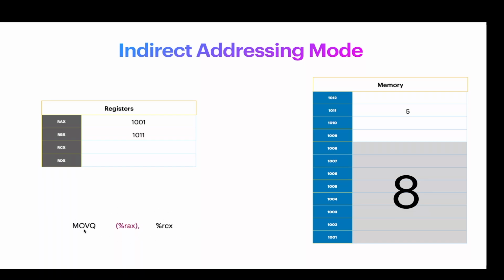So what this instruction says is go to RAX, find out what value is stored in RAX, consider that as a memory address, go to that memory address, and then read a quad word, which is 8 bytes. So if I run this instruction, the CPU goes to RAX, follows RAX, which is 1001, and then reads 8 bytes, whatever is highlighted here, and then moves the number 8 to RCX. That's the indirect addressing mode.